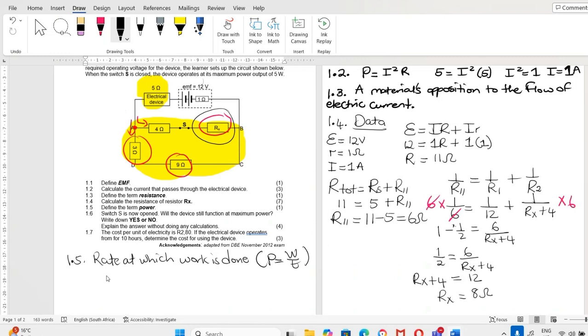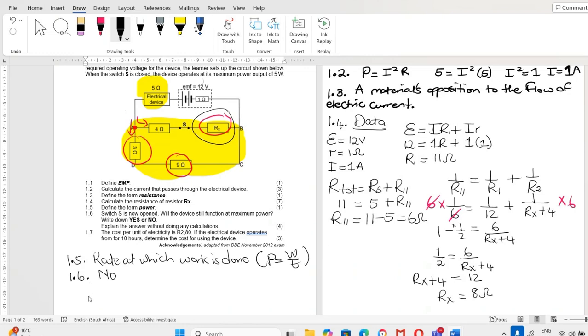Switch S is now open. Will the device still function at maximum power? Yes or no? And so the obvious answer would be a no. Simply because when you cut off that path, the circuit becomes a series circuit and the resistance increases, which means the current decreases, and current is directly proportional to the power dissipated in the electrical device. And so the device will function at lower power, and so it might not even work.